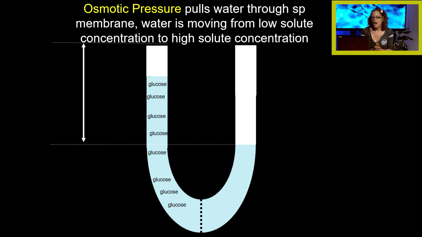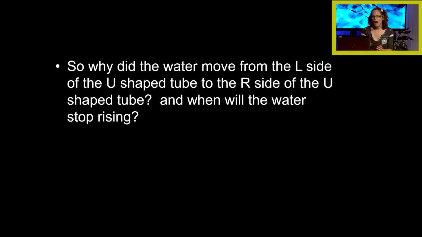So this is osmotic pressure. So osmotic pressure pulls water through the semi-permeable membrane. The water is moving from a low solute concentration to a high solute concentration. So why did the water move from the left side of the U-shaped tube to the right? And when will the water stop rising?